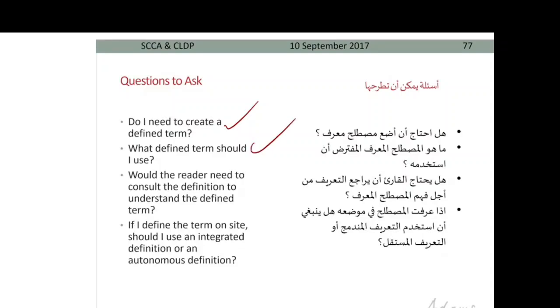What defined term should you use? You don't want it to be misleading. You want it to be just specific enough for your needs. Would the reader need to consult the definition to understand the defined term? In other words, is the meaning entirely or largely clear? Into the definition section. If it's custom made for the transaction, you put it on site. And if it's on site, do you use integrated or autonomous definition? That depends in part on how long the definition is, or just what the circumstances suggest, what the circumstances permit.